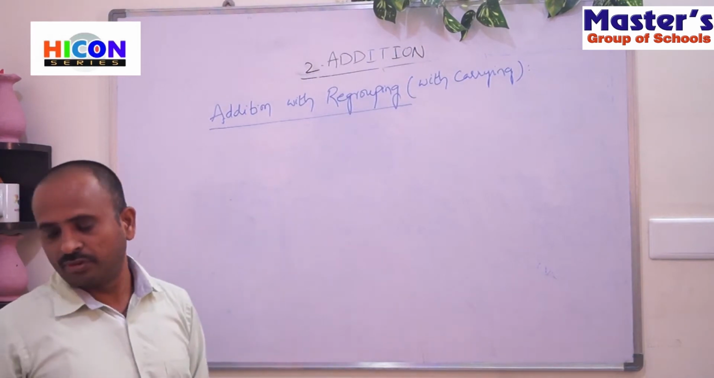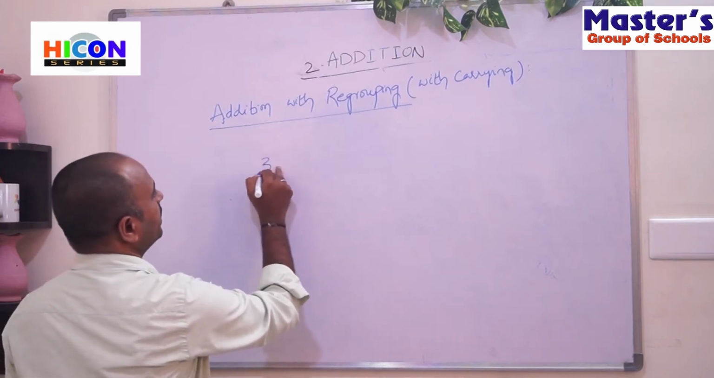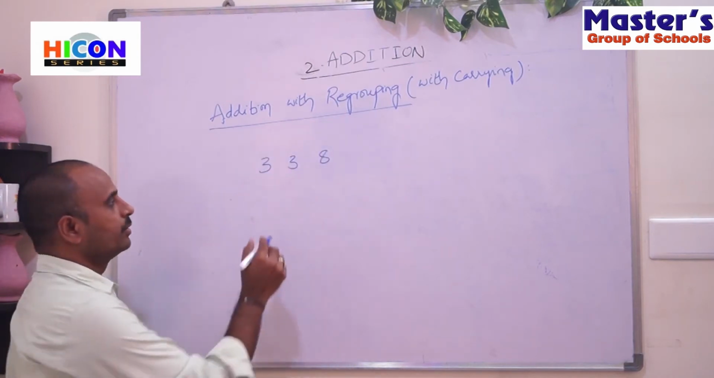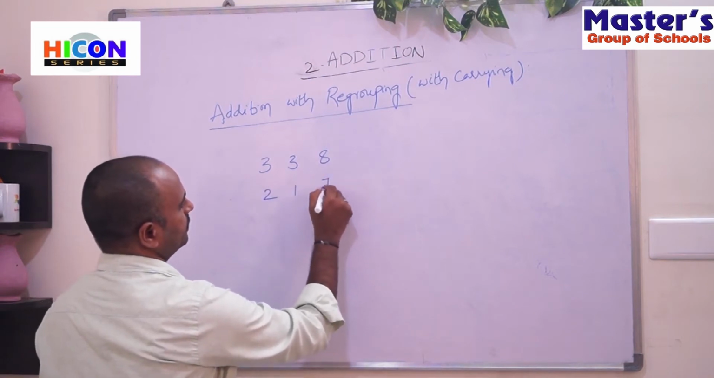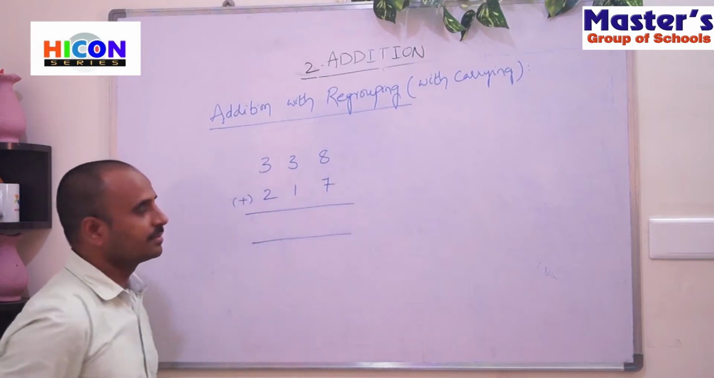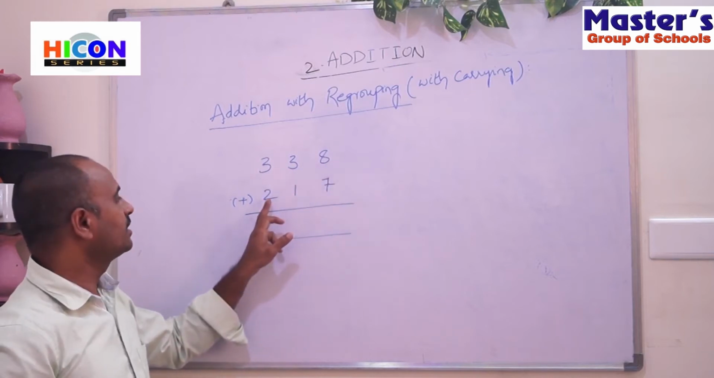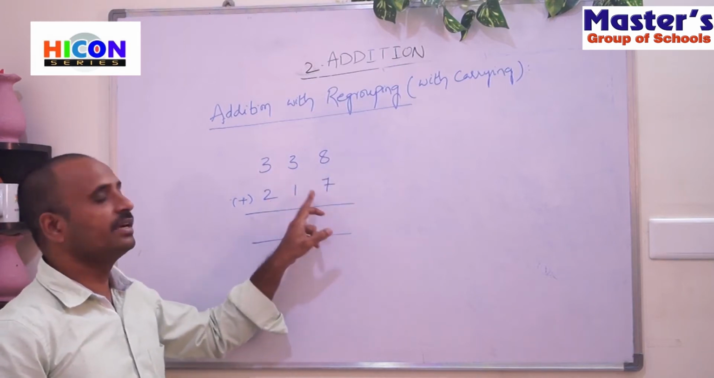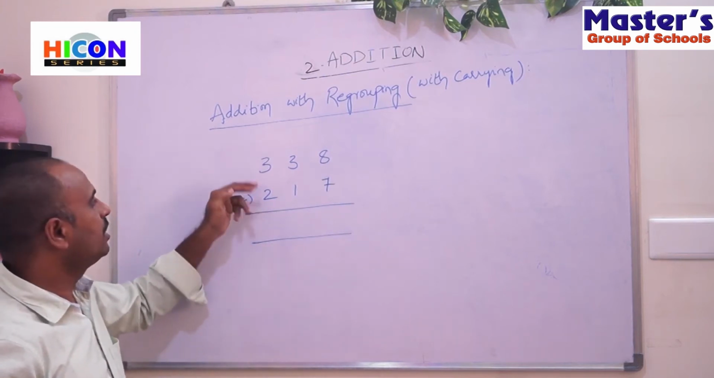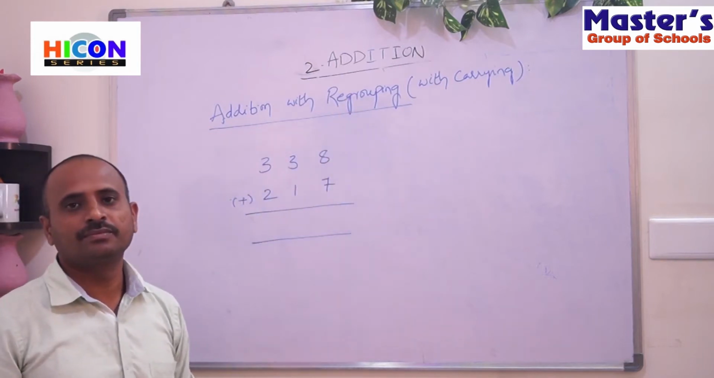Take one example. The first 3-digit number is 338 and the second 3-digit number is 270. Now we will do the addition of these 3-digit numbers by using the regrouping concept.